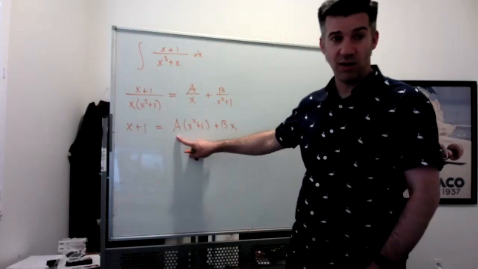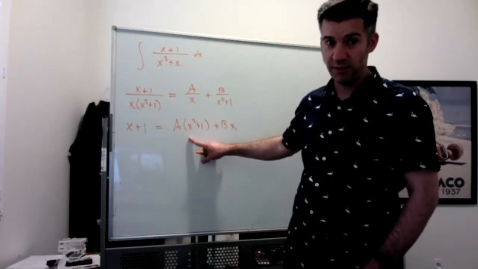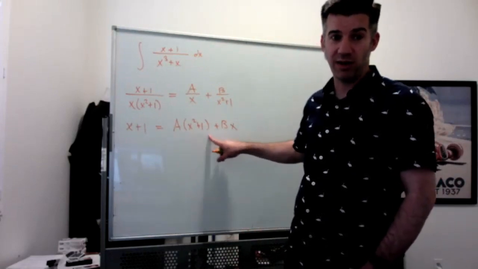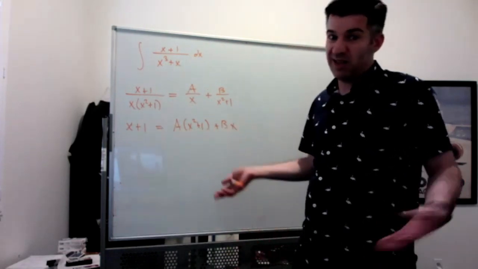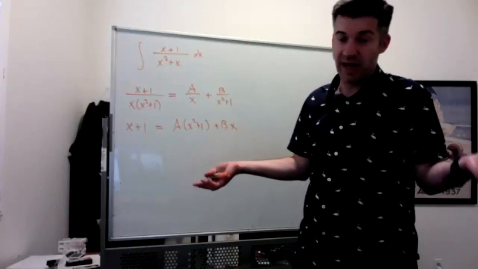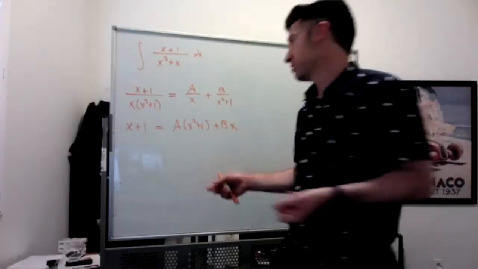A is going to have to be two different things. A needs to be 0 so that I don't get any x squared over here. But a also has to be 1 so that my constant term ends up being 1. And b would be 1. Doesn't work. A can't be two different things. A is a constant. It's just one thing.